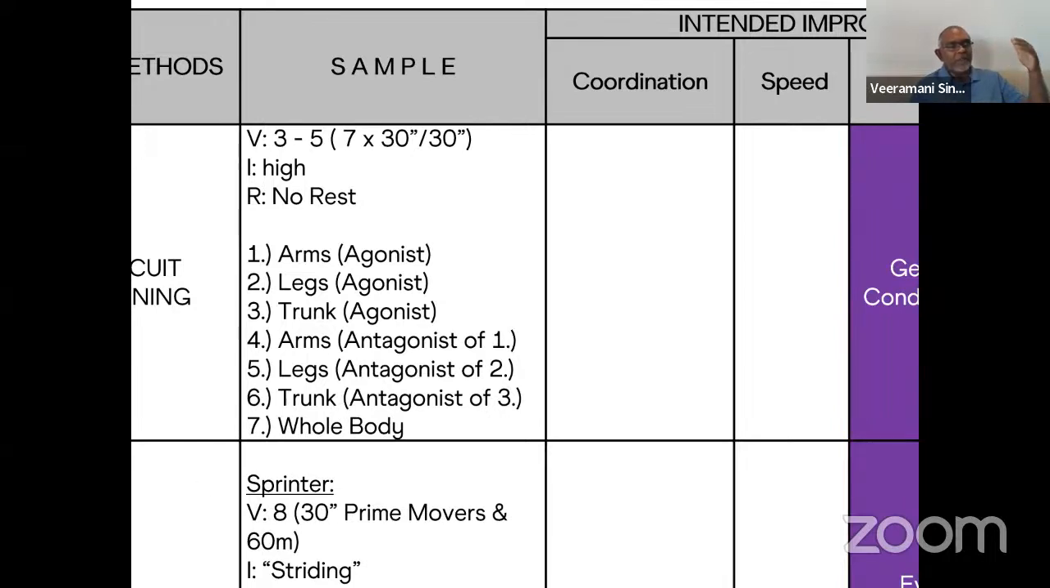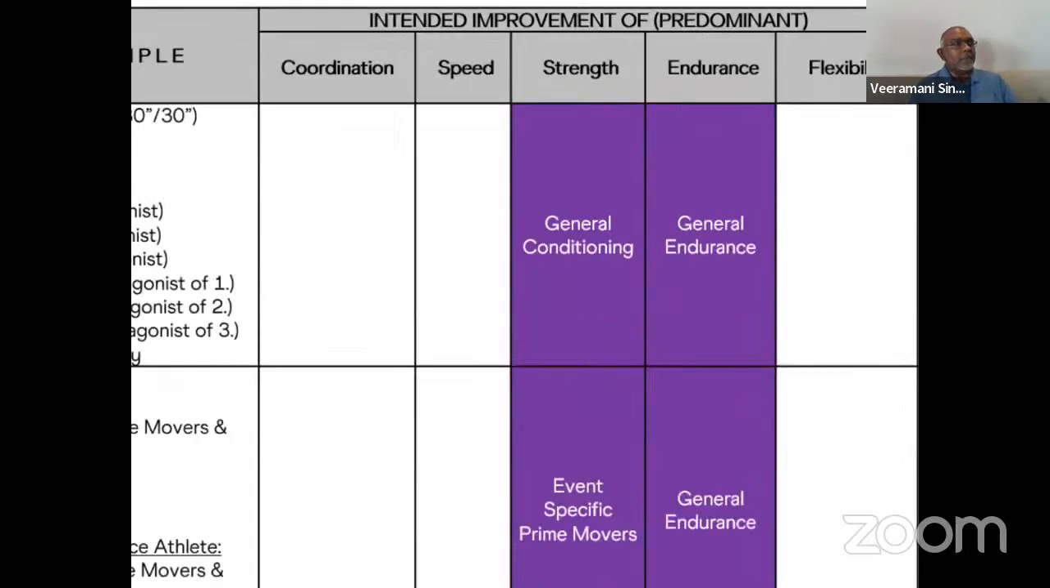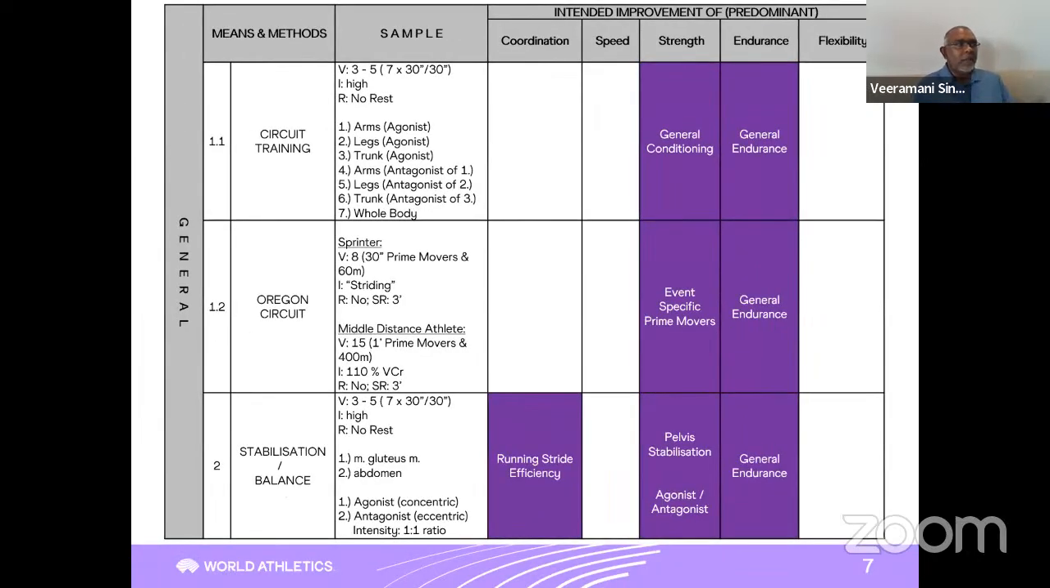You can have a specific area, body parts to use. And then, of course, you can combine and mix. Where does it predominantly work on? Strength and endurance aspect of it. That's where it's a general conditioning and general endurance. So this is where I can use this activity. Oregon circuit, again, it is more for the variation you have for sprinters and middle distance runners.